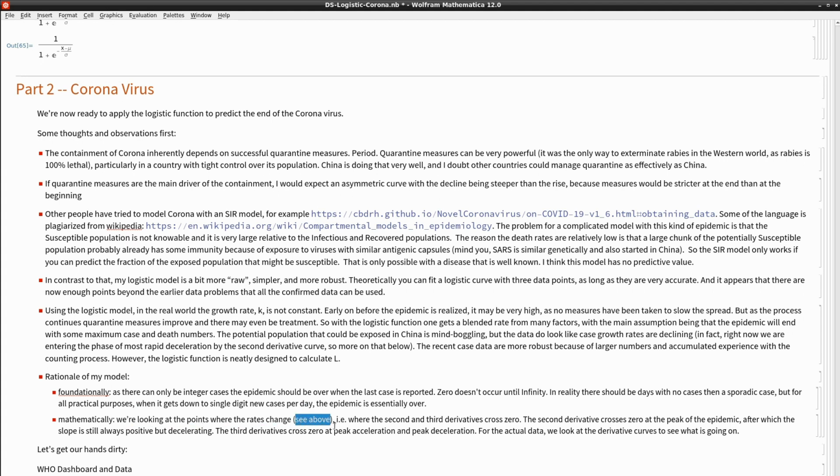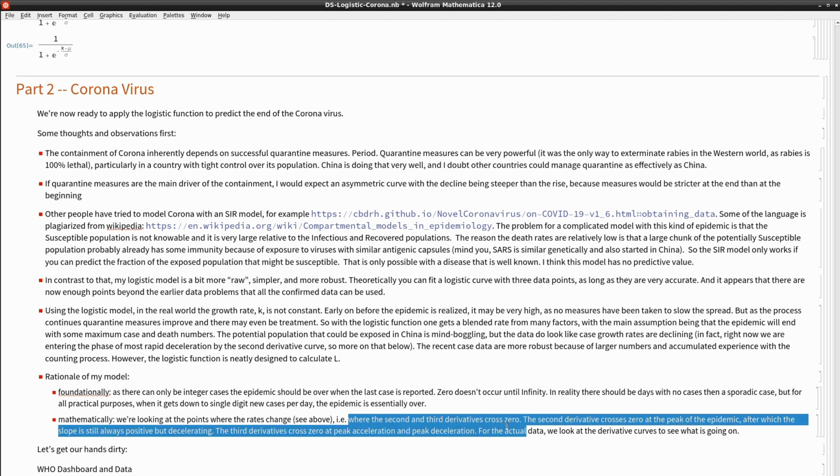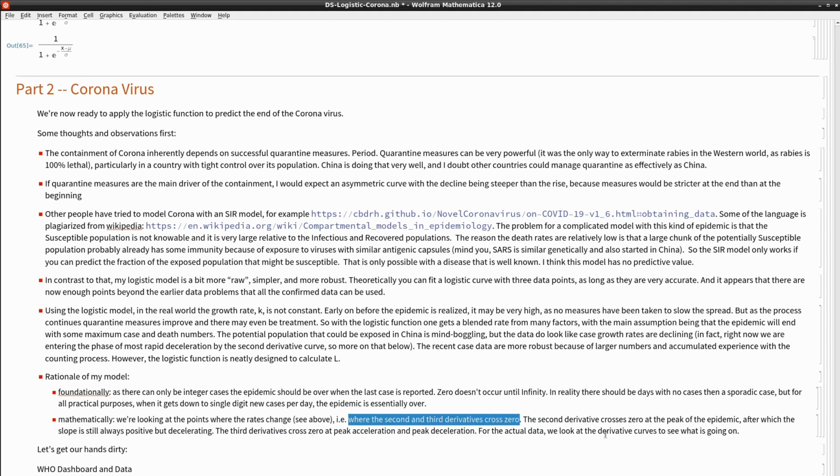And mathematically, that means we're looking at the points where the rates change. And I've shown you these plots above. That means where the second and third derivatives cross 0. Those are the points that we're going to be interested in. And the second derivative crosses 0 at the peak of the epidemic, after which the slope is still positive but decelerating. The slope will always be positive, but it is decelerating. And the third derivative crosses 0 at peak acceleration and peak deceleration. And for the actual data, we look at these derivative curves to see what is going on. And then we use those zeros in order to make our prediction for the end of the epidemic.